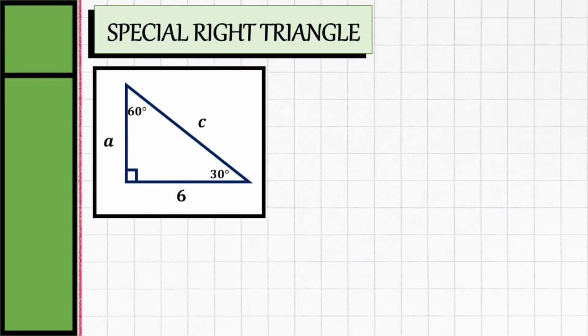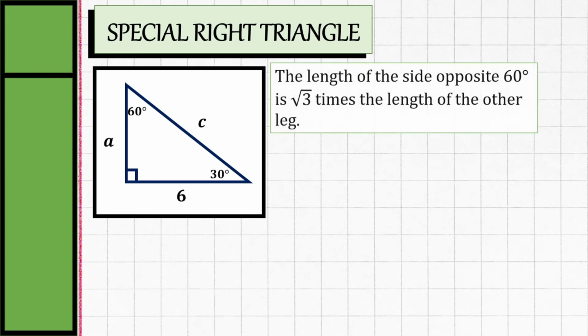Alright. Let's have another example. So for example, we're given this 30-60-90 triangle and one of the given measurements is the side opposite our 60 degree angle. So we're looking for the measurement of our other leg, which is the side opposite our 30 degree angle, and our hypotenuse. According to our 30-60-90 triangle theorem, it is stated that the length opposite the 60 degree angle is square root of 3 times the length of the other leg.